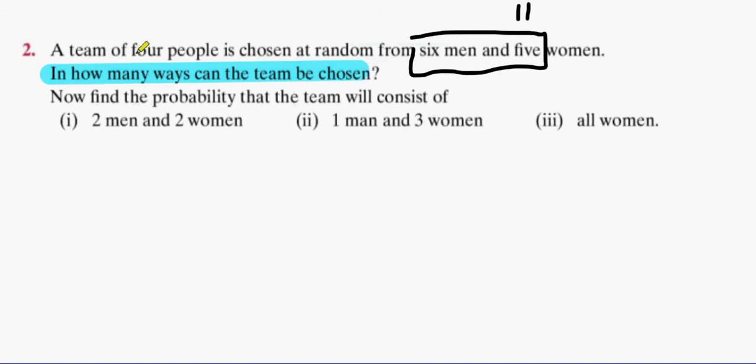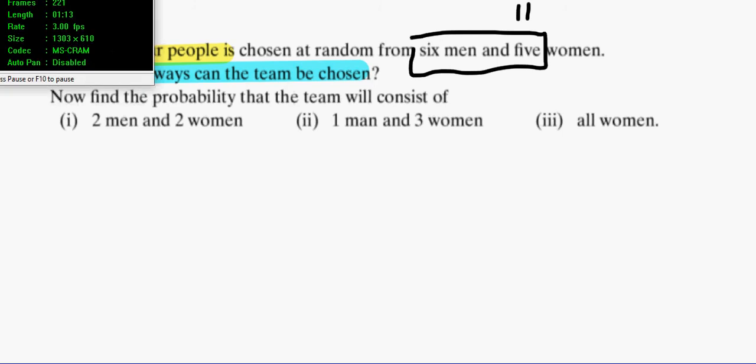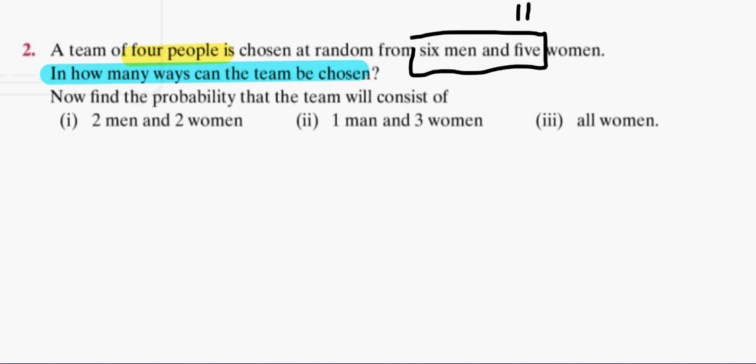So what's the answer to this question, Oscar? Alright, go on. 6, C, 4. Okay. Now, if you're only allowed to choose men, that'd be correct. But you're allowed to choose anybody. So in this case, it's 11 choose 4, which is 330.